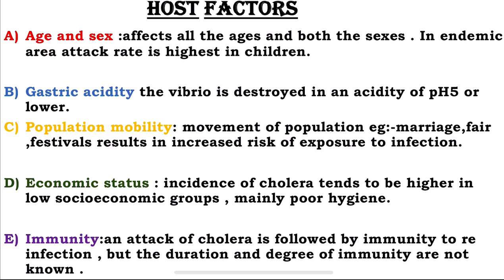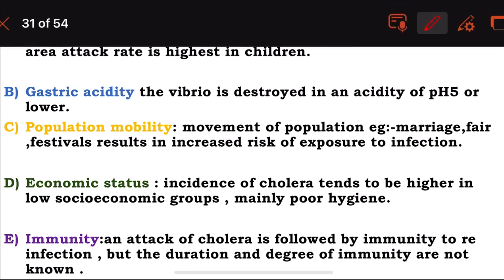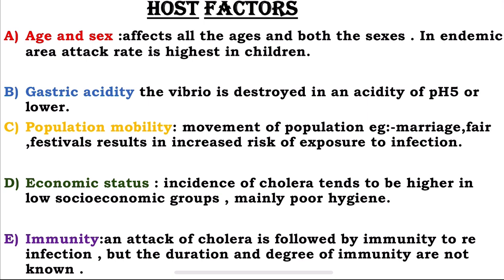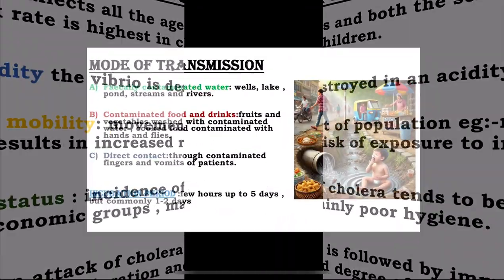Immunity: an attack of cholera is followed by immunity to reinfection. So whenever there is an attack of cholera, it is followed by immunity to reinfection, but the duration and the degree of immunity is not known. Yes, there is an immunity developed for reinfection, but the duration of the immunity and the degree of the immunity are still unknown.